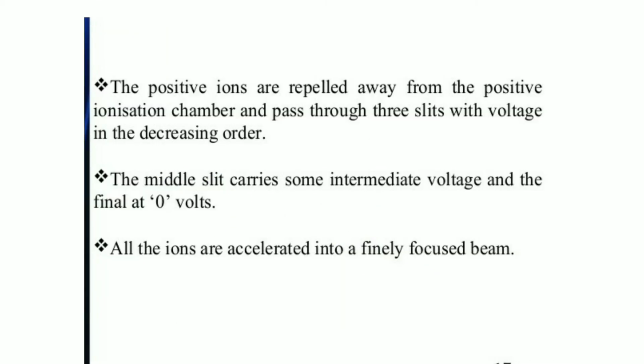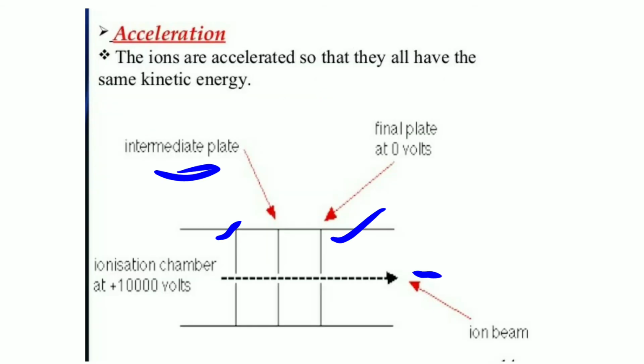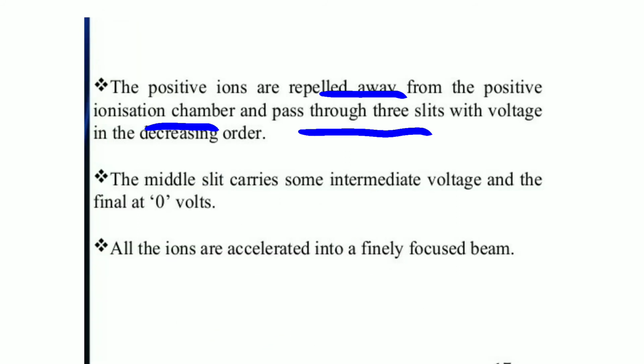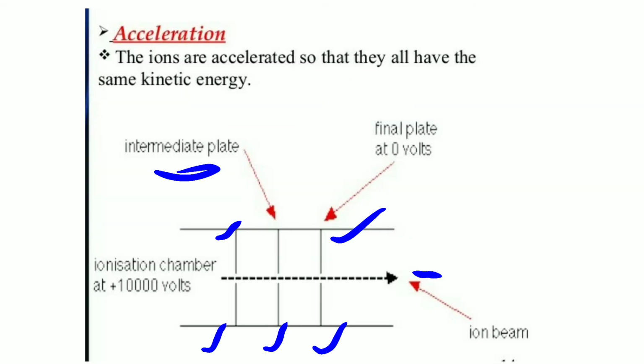What happens here? The positive ions are repelled away from the positive ionization chamber, and they pass through 3 slits with the voltage in decreasing order. There are 3 slits: 1, 2 and 3. The first slit has the highest energy, then the voltage decreases. This is 10,000 volts, then the intermediate voltage, and at the final plate there is 0 volts.